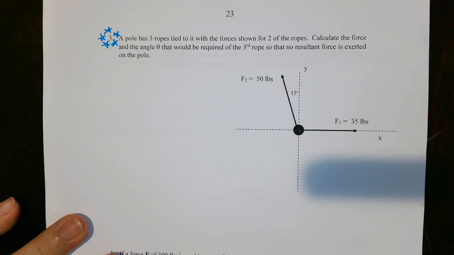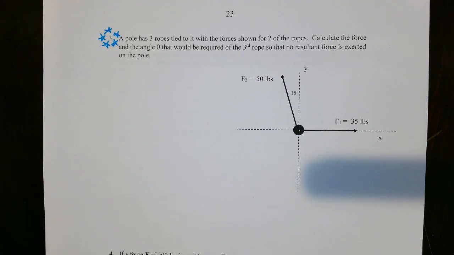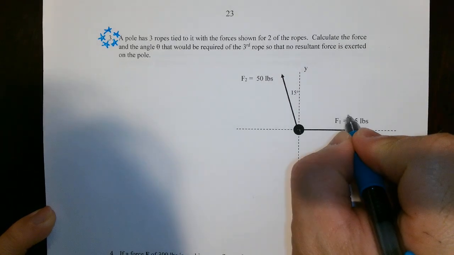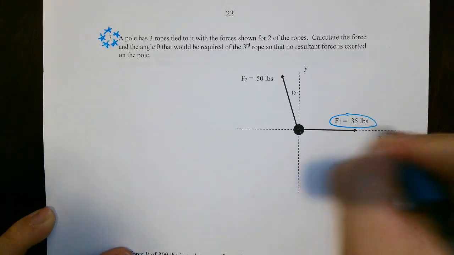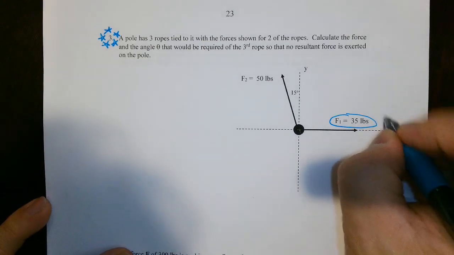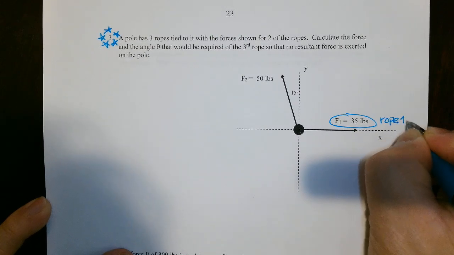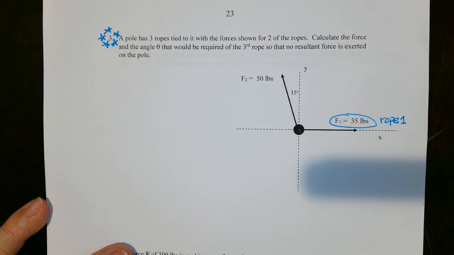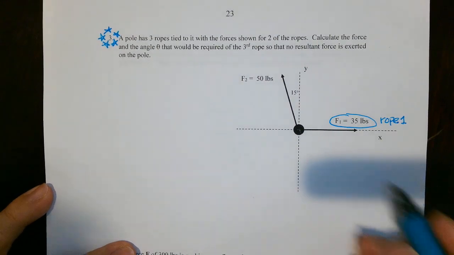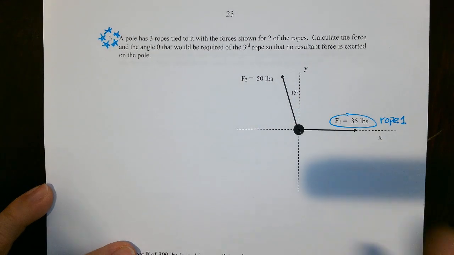So here, a pole has 3 ropes tied to it, with the forces shown for 2 of the ropes. So here is rope 1, with a force of 35 pounds of pull. This is rope 1. Here's rope 2.